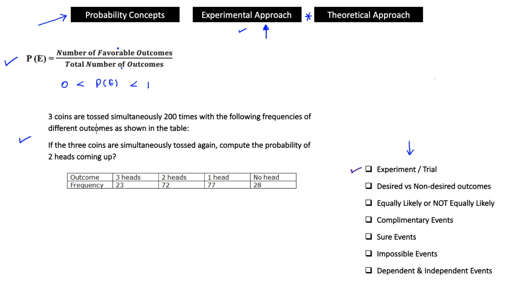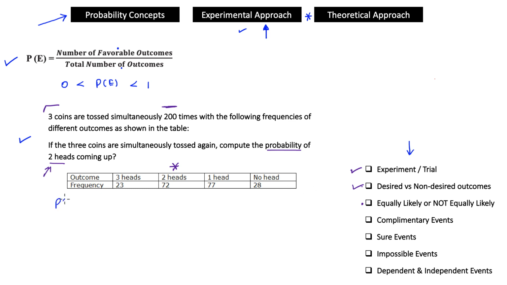First of all, what is the experiment? Experiment is 3 coins that are tossed 200 times, right? What is your desired versus non-desired outcome? In this case, we want to compute the probability of 2 heads coming up. So I will say that this is my desired outcome. And all of the others, even though they are happening, are not my desired outcome. And then we are going to take a look at equally likely versus not equally likely. Okay. So let's calculate all of these probabilities.